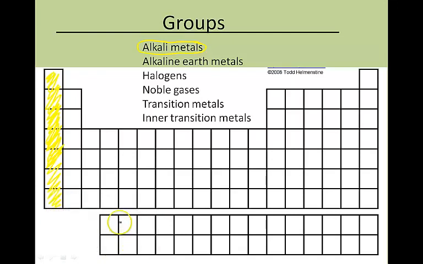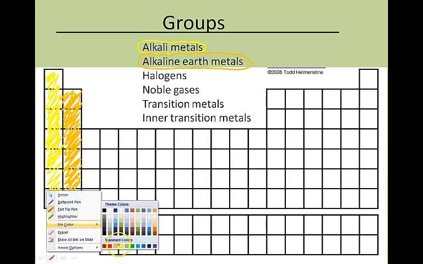The second group we're going to talk about are the alkaline earth metals. I'm going to color those here in orange. These tend to be a little bit more stable. They have 2 valence electrons, and they are also very commonly found in the earth. A lot of rocks contain calcium, magnesium, barium, strontium. These are also very essential to life.